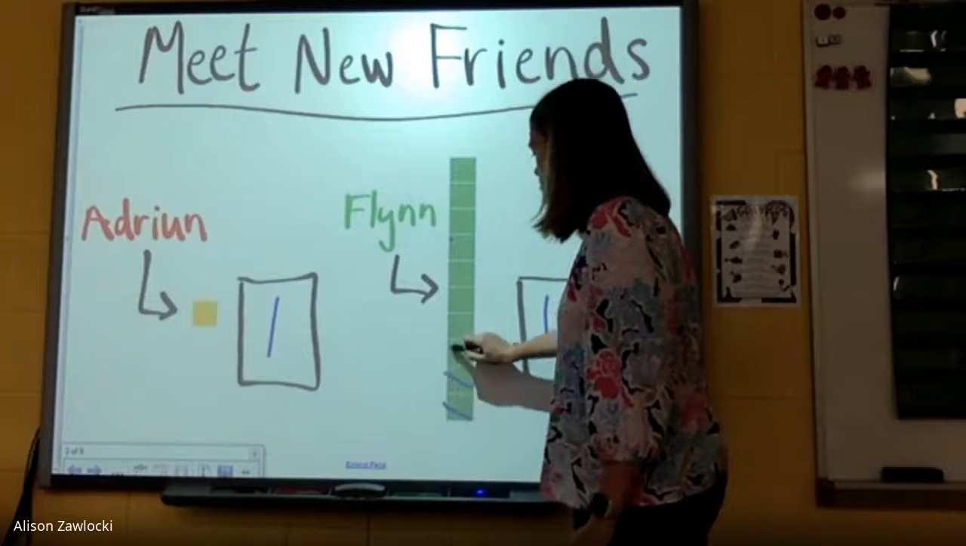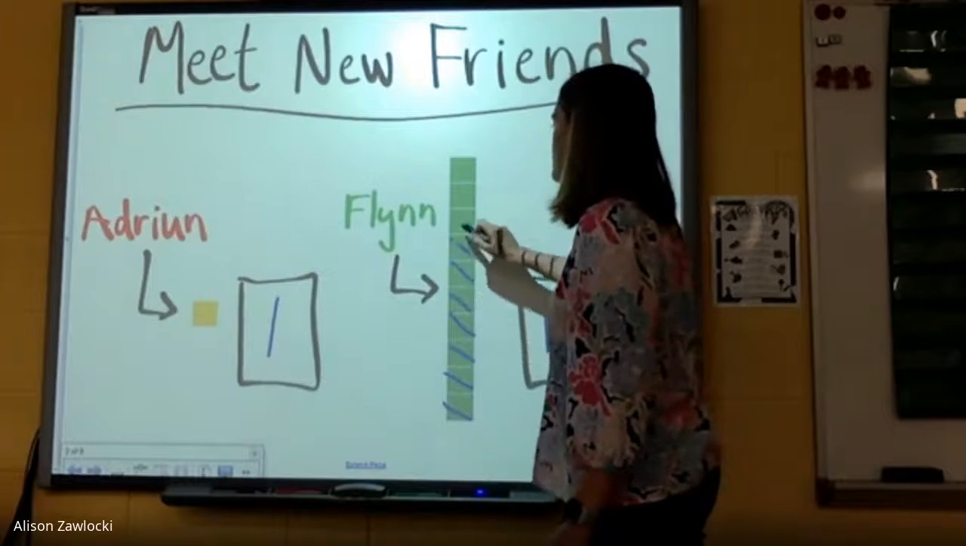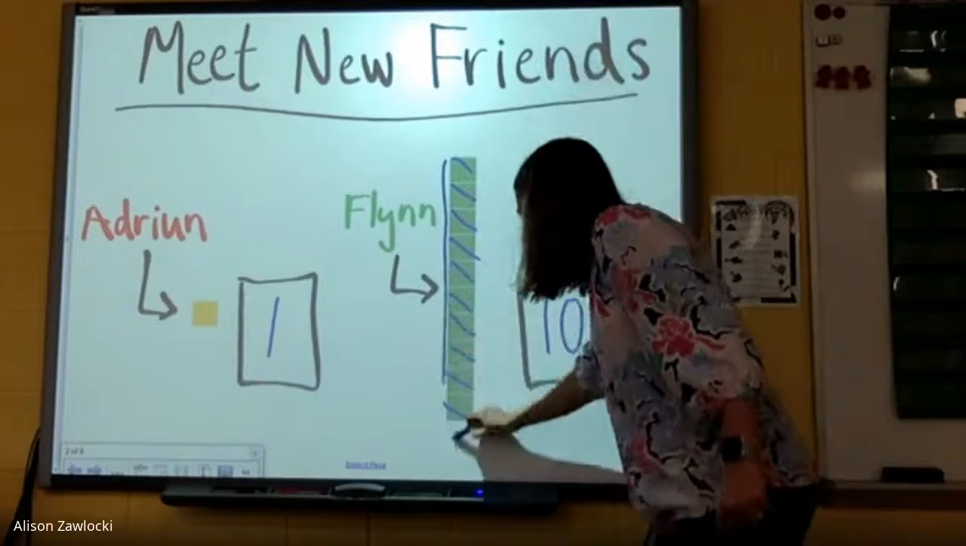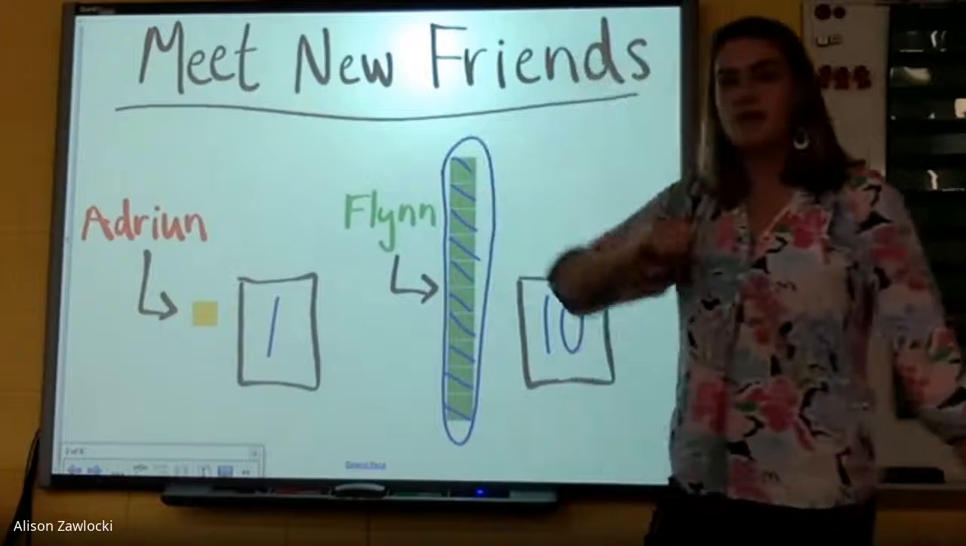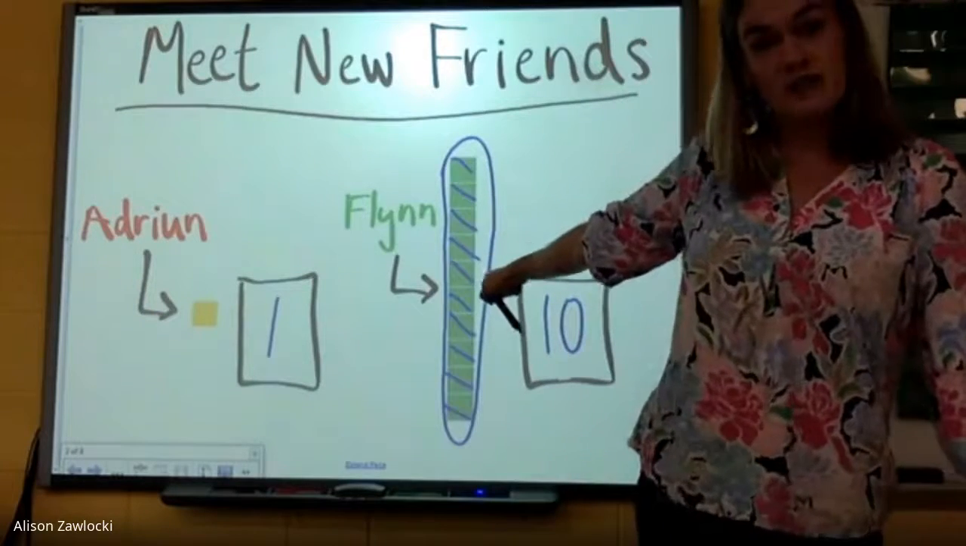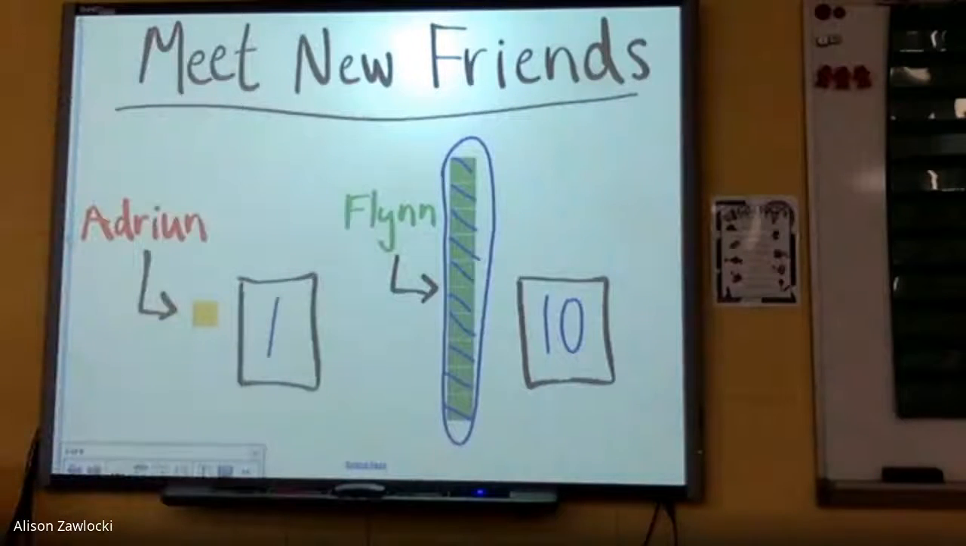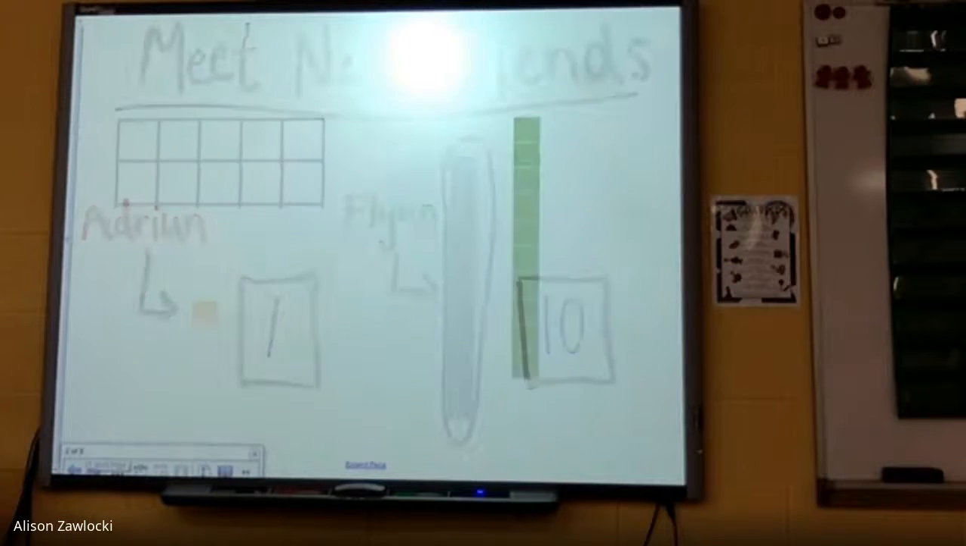Let's count 1, 2, 3, 4, 5, 6, 7, 8, 9, 10. Yep, he is 1 group of 10, just like yesterday. Remember how we circled groups of 10? He is 1 group of 10. So our 10s block is 1 group of 10. That's something really important we need to know for the future.